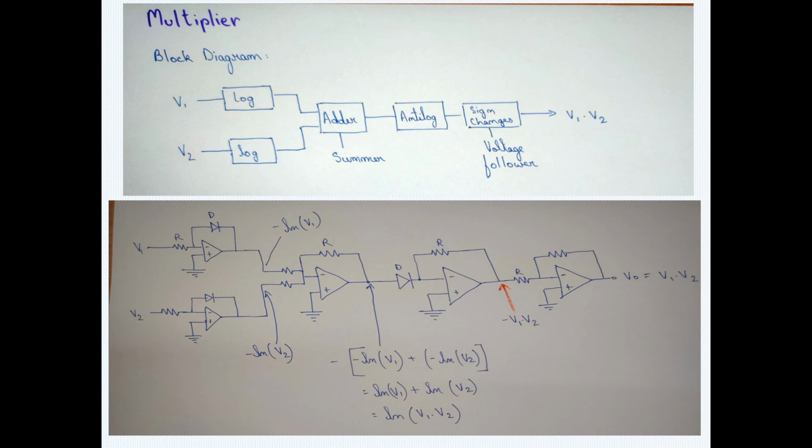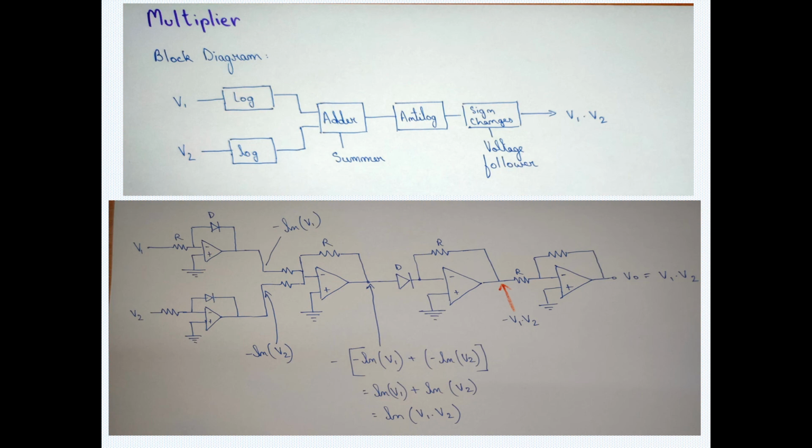We know that log A plus log B is equal to log of A multiplied by B. So log V1 plus log V2 is equal to log of the product of V1 and V2. The output we get from the adder will go to the anti-log amplifier. The anti-log amplifier will remove the log, so we get V1 multiplied by V2, but the sign will change since it is an inverted amplifier. So we get minus the product of V1 and V2.